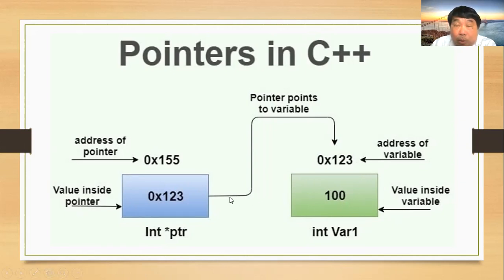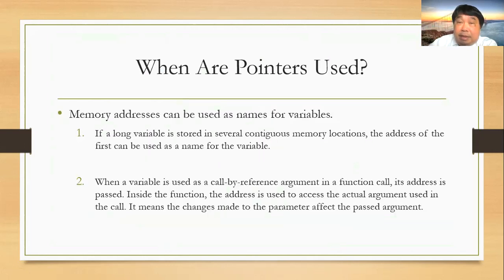And then we use the ampersand operator to determine the memory address of the variable var1, which is 0x123, and then assign it to the pointer variable ptr. So the memory address of var1, 0x123, will be stored in the memory location for ptr. Right. Next, let's run the example on the online compiler.